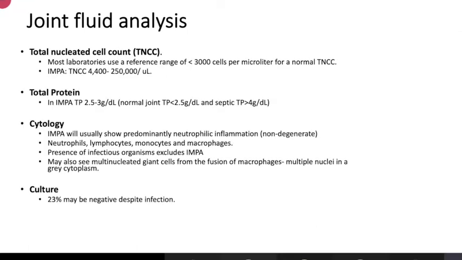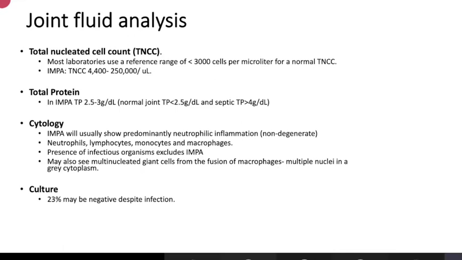Joint fluid analysis, from a laboratory point of view, tends to look at total nucleated cell count as one of our defining factors of whether we think we've got an IMPA. It tends to be over about 4,500 and up to around 250,000 cells per microliter. Normal joints tend to be less than 3,000, and total protein can also help us distinguish between normal joints, immune-mediated polyarthritis, and septic arthritis. Typically in IMPA we see a TP of about 2.5 to 3 grams per deciliter.